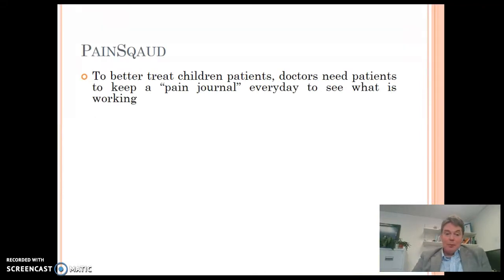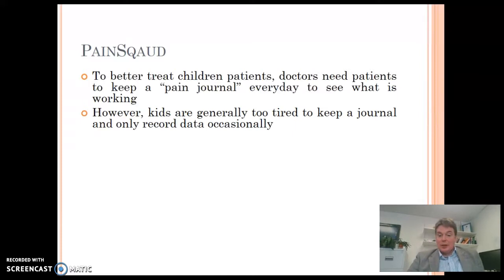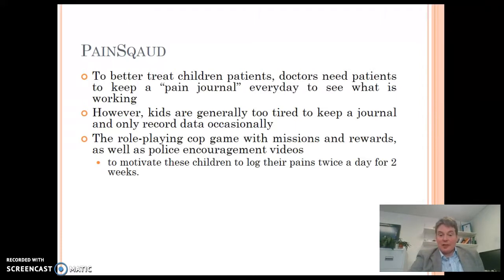Another example, Pain Squad. Patients have to keep a pain journal to see what's actually working in their treatment. But sick children are too tired to keep a journal, and it's not effective. So they use a role-playing cop game with missions, rewards and encouragement videos. This actually gets the children to record the information they need in a fun way.